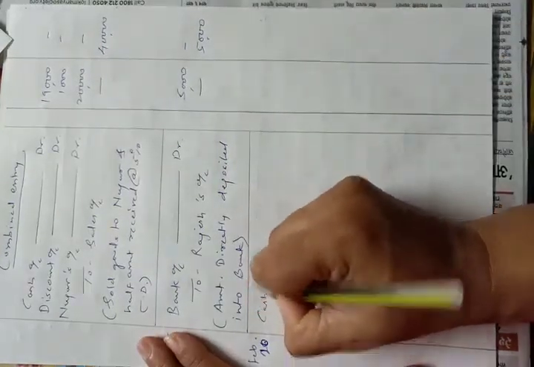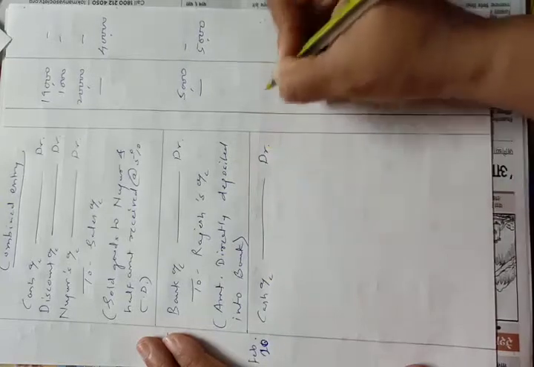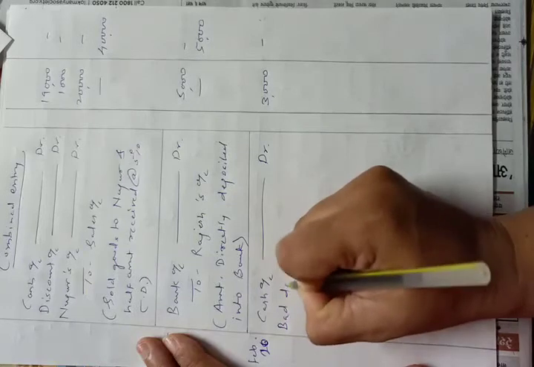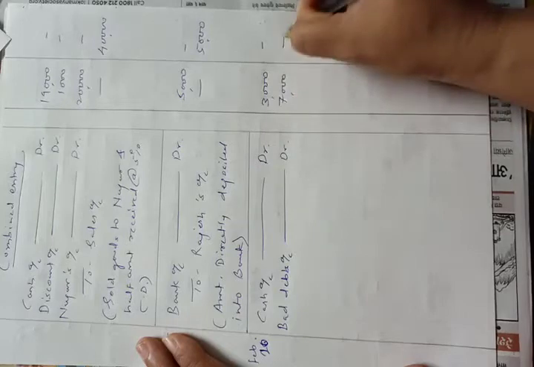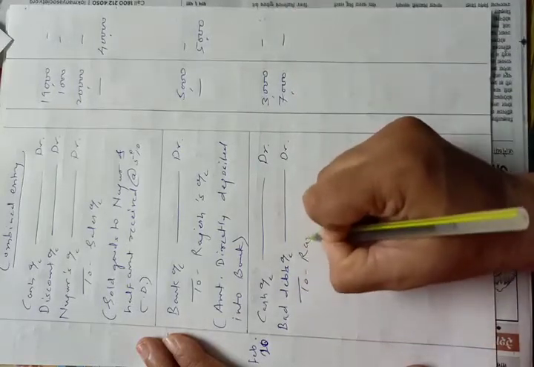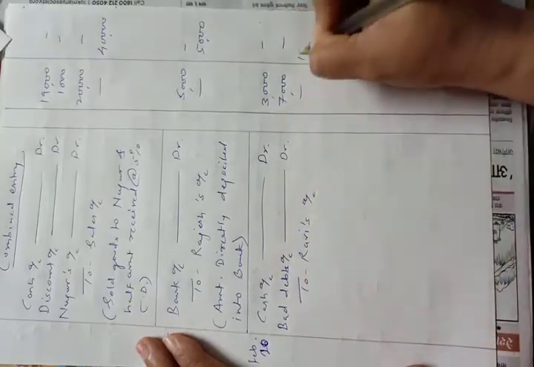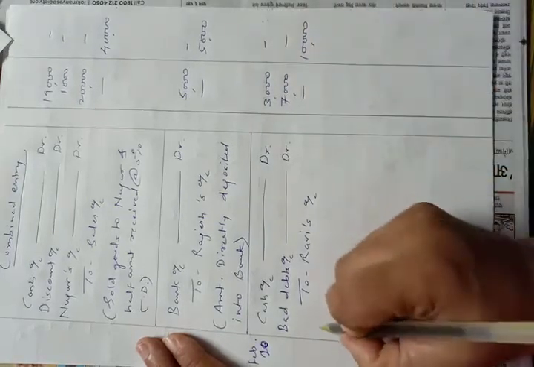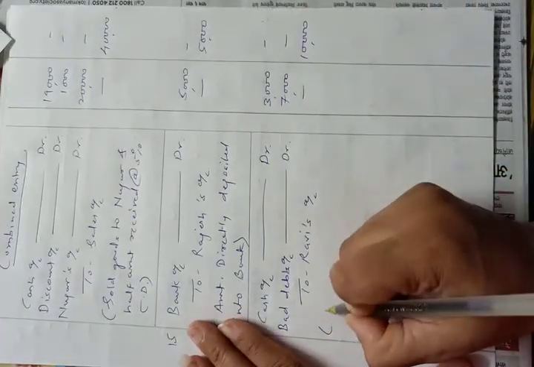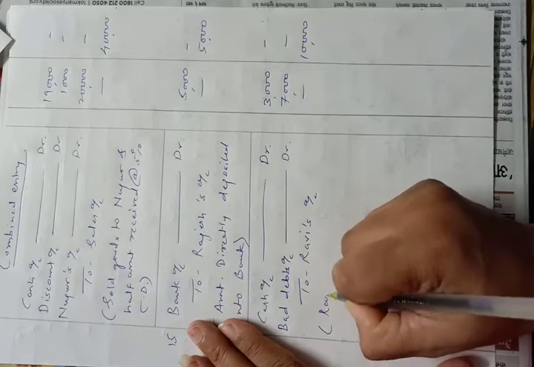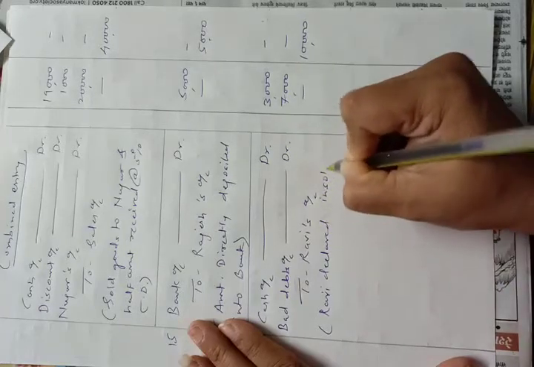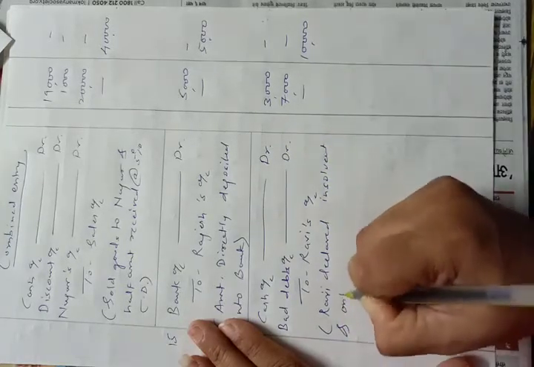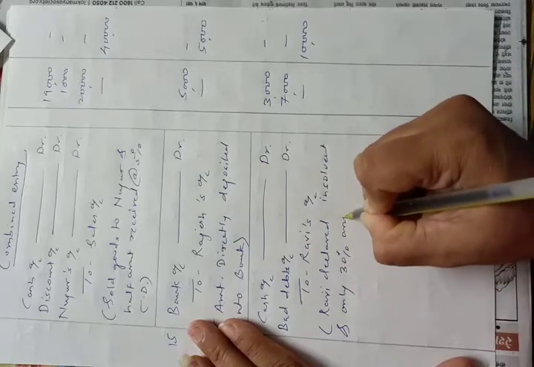So entry will be cash account debit received amount, that is rupees 3,000, bad debts account debit 7,000 to Ravi's account 10,000. This is the entry, and narration will be Ravi declared insolvent and only 30% amount received.